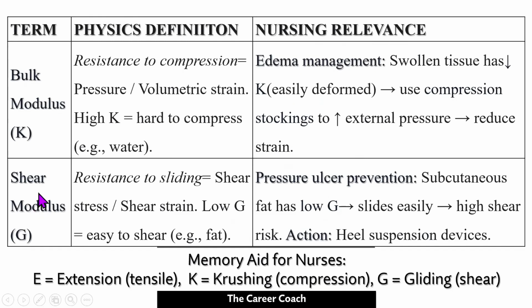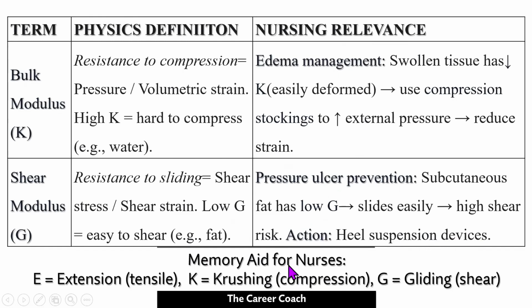Shear modulus. Shear modulus is relevant to nursing in that it is important in pressure ulcer prevention. Subcutaneous fat has low shear modulus, which makes the layers slide easily, which leads to high shear risk. Action. Nurses should use heel suspension devices.